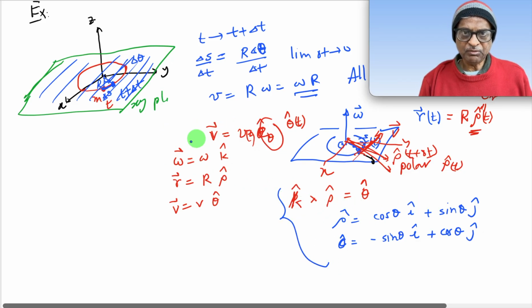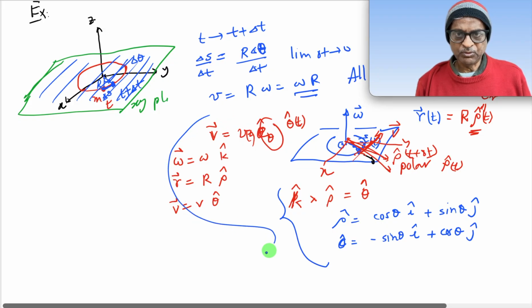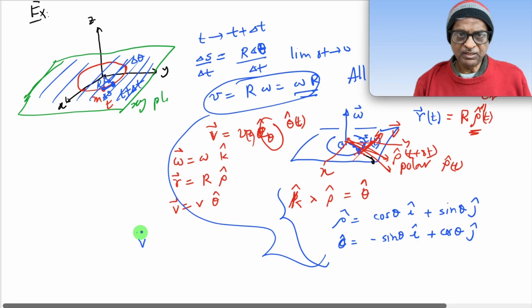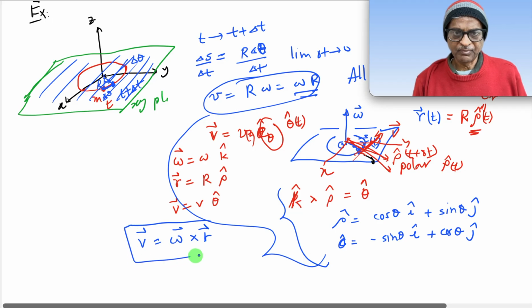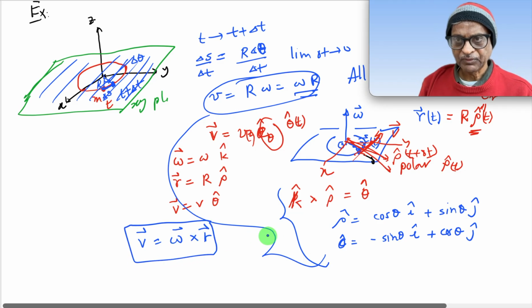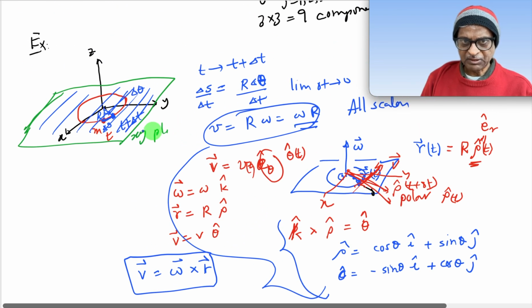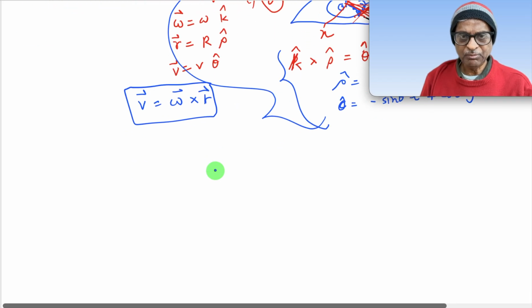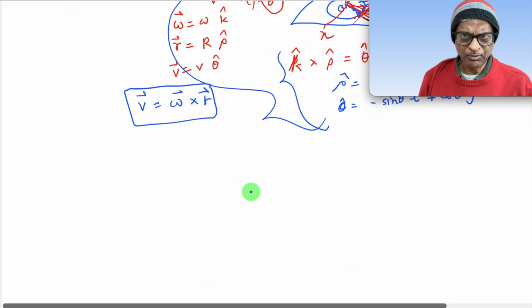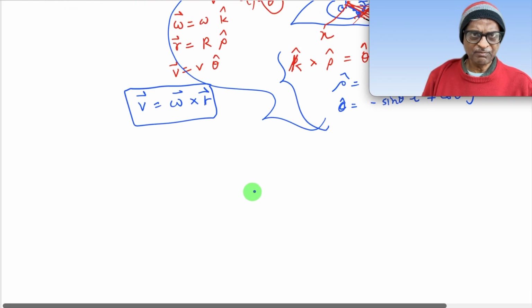So now put all this together, and with this knowledge, you can see that v is omega cross r, and this is going to be very fundamental information. This is going to be a fundamental formula. So this is in a simple setting. Let's do a little bit more complex setting.